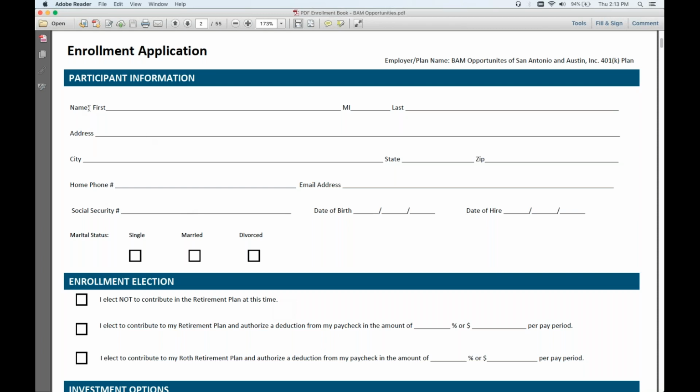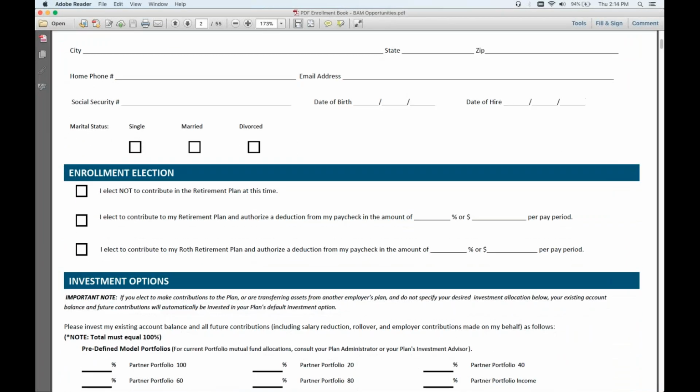For those who are completing the enrollment process, all this first information is self-explanatory. The one piece that may not be at your fingertips is the date of hire. So make sure you get with Ben to confirm that date of hire. You will need that as you're completing the online enrollment or the enrollment application. It is required.